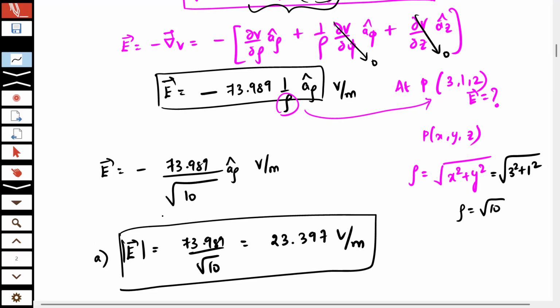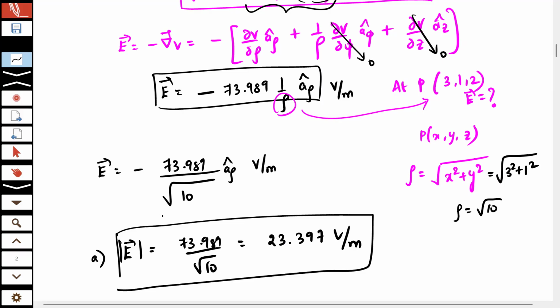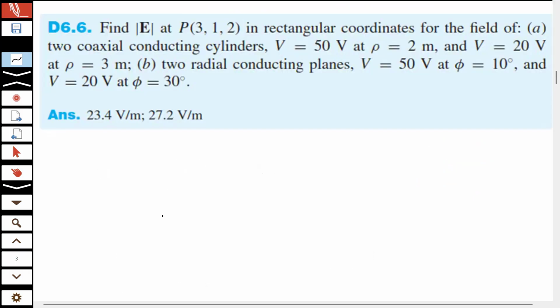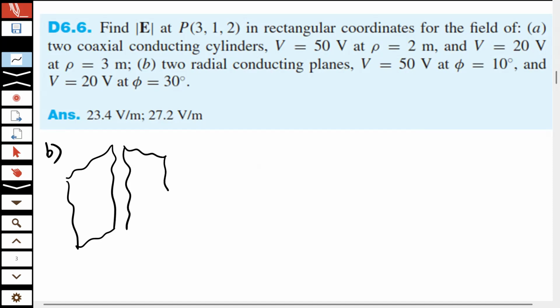Now let us proceed to do the next subdivision. The second subdivision talks about two radial conducting planes. So let me consider two radial conducting planes with two angles of phi. The first one is at phi 10 degrees and the second one is at phi 30 degrees. Now between these two, potential will be a function of phi and we have to consider the boundary conditions. Let me write the boundary conditions.